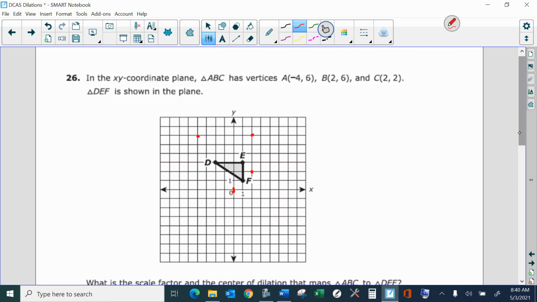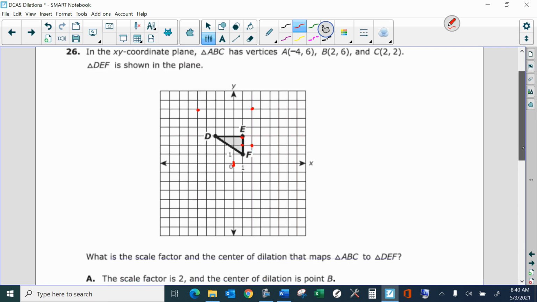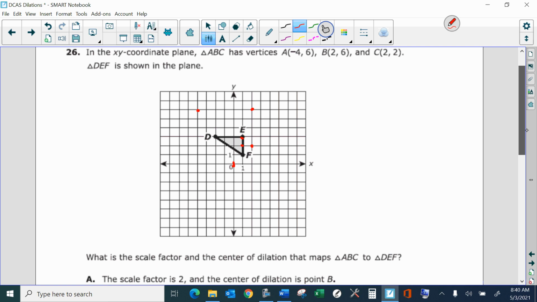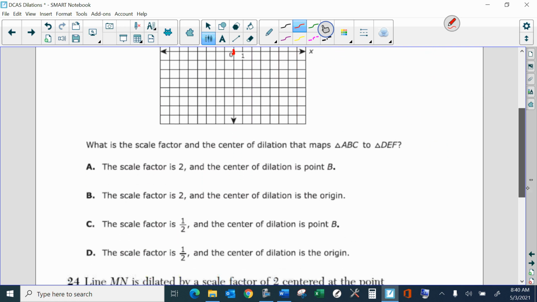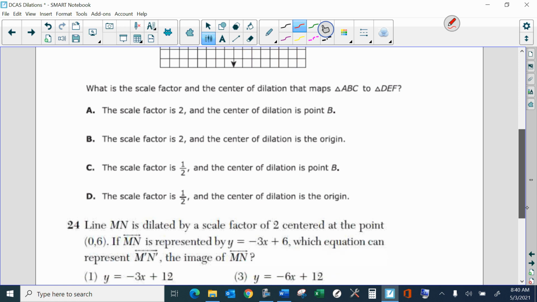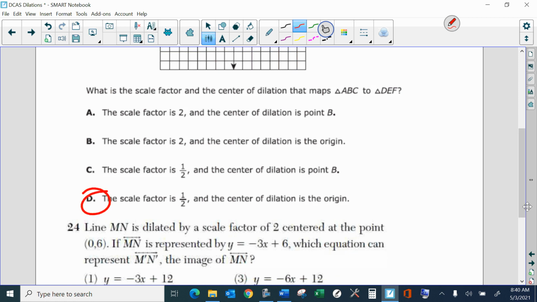If we take a corresponding side, that's 1, 2. ABC is the pre-image. Remember, scale factor is image over pre-image. So the image 2 over the pre-image 4 gives a scale factor of 1/2. Center at 0, 0. Scale factor is 1/2, and the center of dilation is the origin.